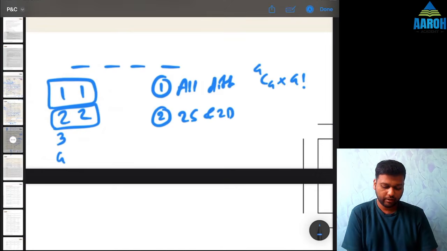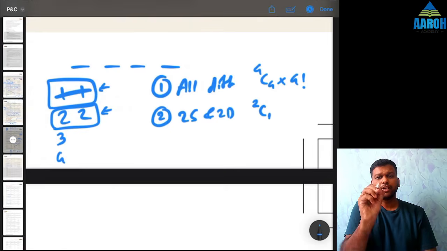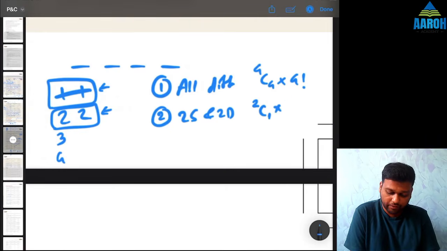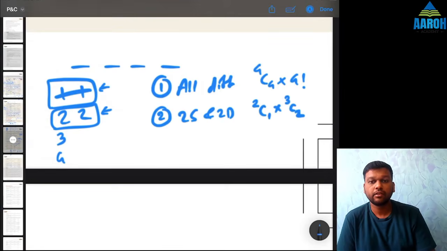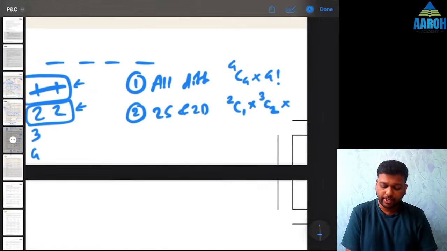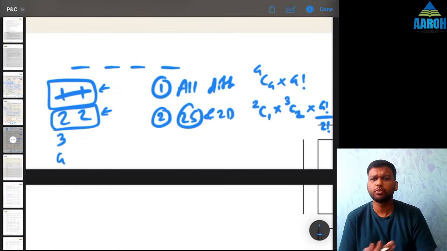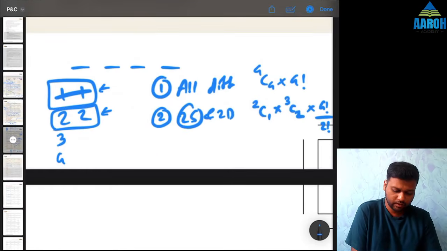Two same means what? We can take either this box or this box. So out of two boxes we have to select one box. Now one is gone. Now there are three different numbers out of which we have to select two, right? Two different numbers. And then we have to rearrange this. How can we rearrange this? 4 factorial divided by 2 same, so we'll divide by 2 factorial, right? Because two of the numbers are same.